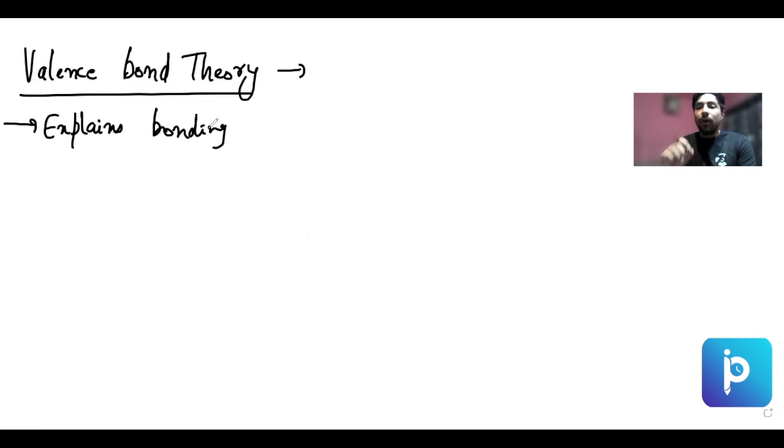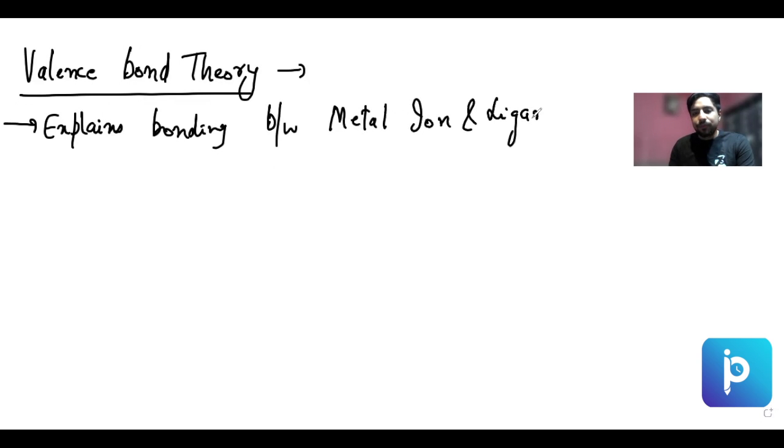Okay, that is how the ligand is attached to the metal. Okay, that type of bonding is explained by the valence bond theory. It explains bonding between metal ion and the ligand.